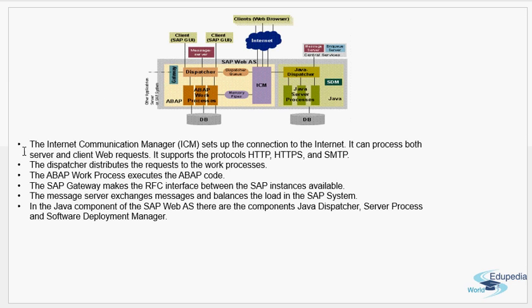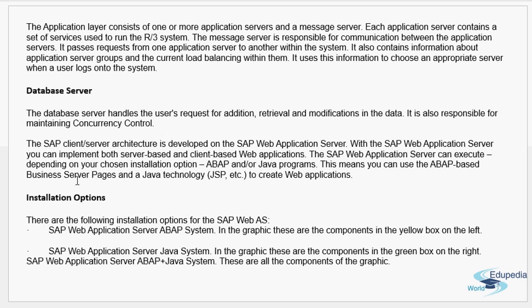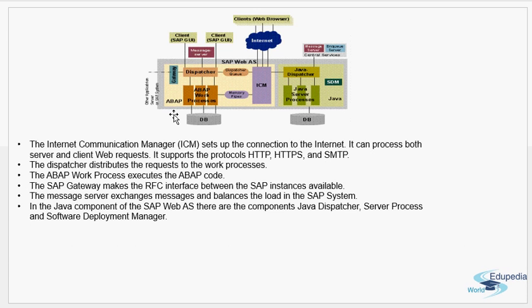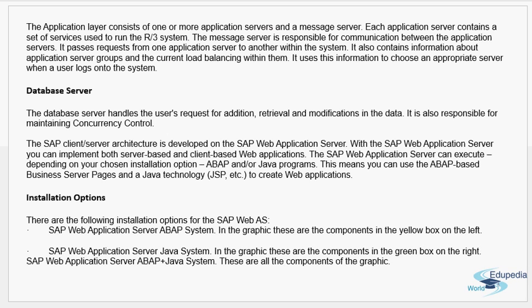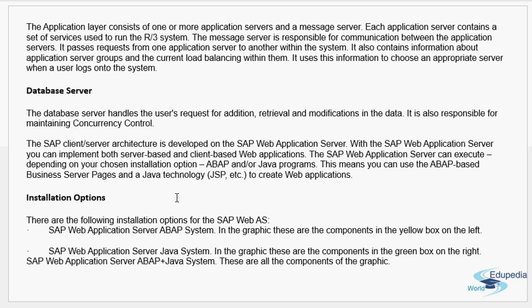So we are clear with the presentation server and the application server. One more thing I have told you is that each application server has a profile. It defines its characteristics when the system is started and running. Now the third part, the bottom part, is the database server. This database server handles the user's requests for addition, retrieval and modification of data. It is also responsible for maintaining concurrency control.